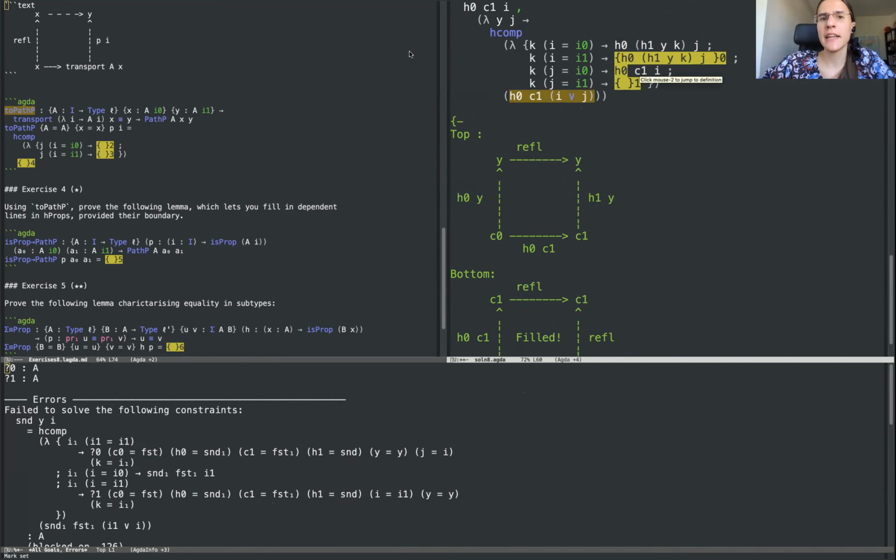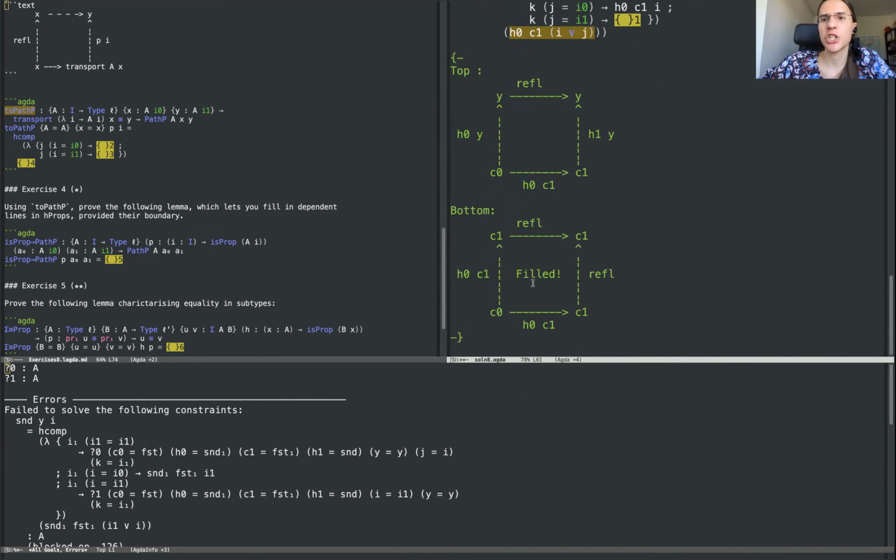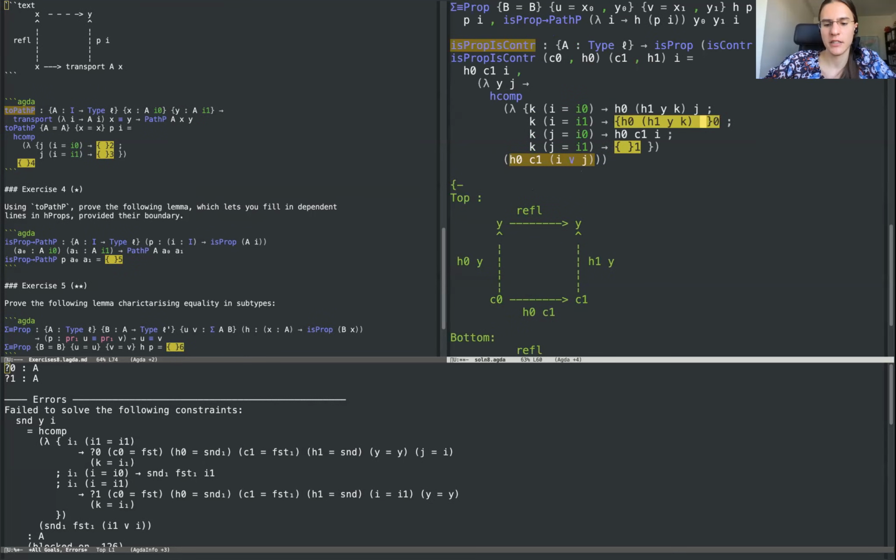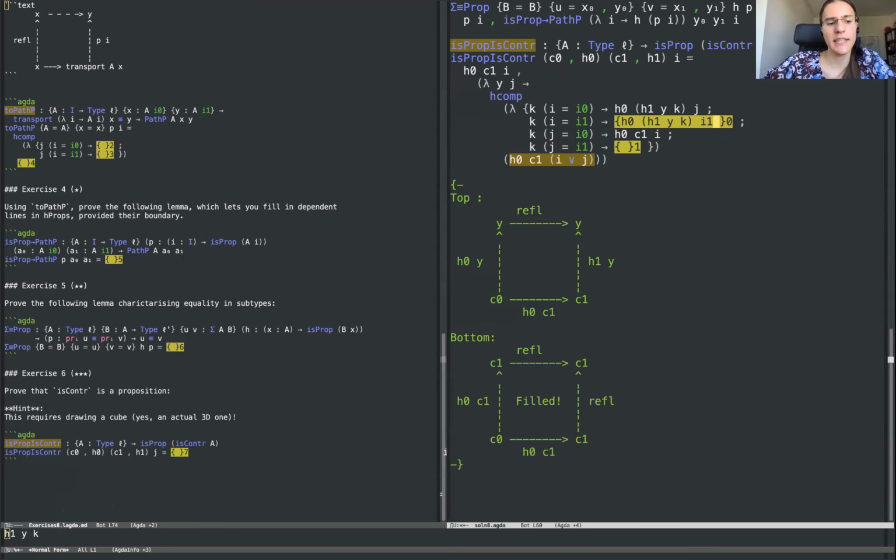So when j is I1, this normalizes to h1 of y, k. So h1 is the path being traced from here.